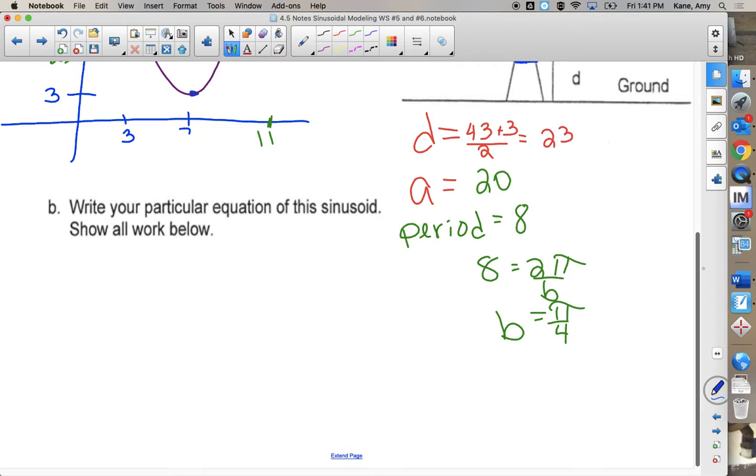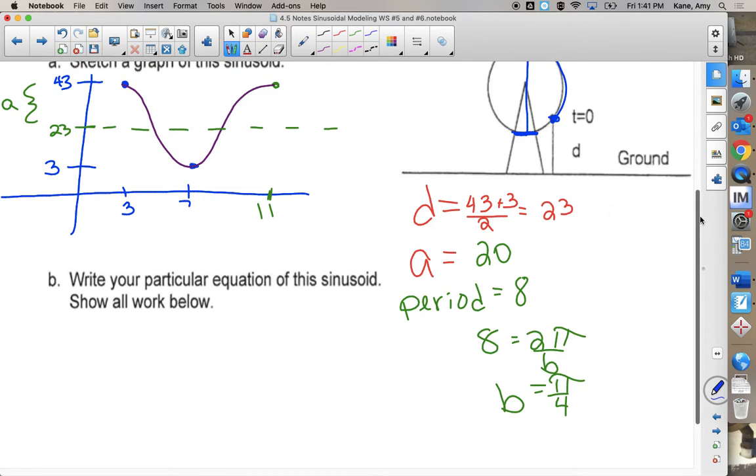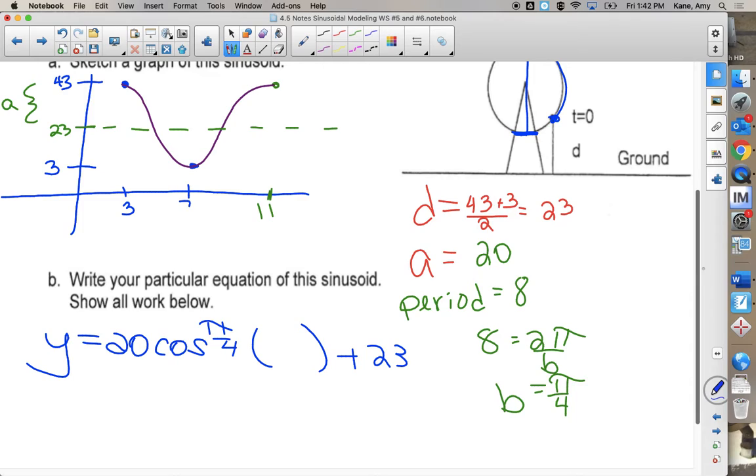So to write an equation, it looks exactly like cosine. So we have our amplitude. Looks identical to a cosine graph because it starts at the max and ends at the max. The B value is pi over 4. D is 23. And wherever you have your graph starting, that's the phase shift. So the graph starts at 3. That's my first point. So 3 is our phase shift. Questions?